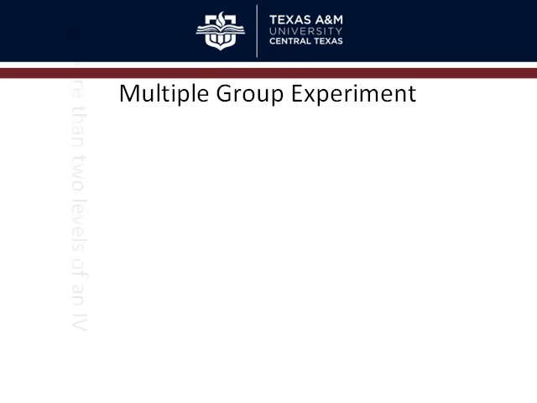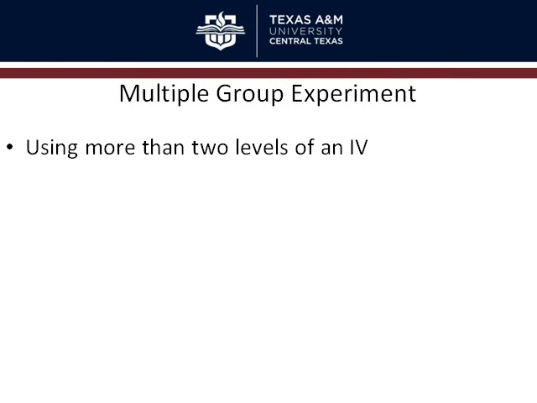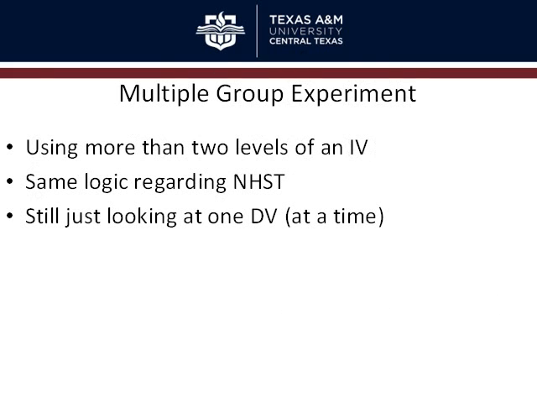So, what's different? Well, you're using more than 2 levels of an independent variable. This isn't just about groups of people. When we say group, we're talking about a group that all experiences the same level of the independent variable. This other group experiences the same level of the variable as each other, but different than that other group. So again, it's the same logic regarding null hypothesis statistical testing. And right now we're still just looking at 1 DV at a time. You can do an experiment with multiple DVs, but we're thinking about the stats of it.